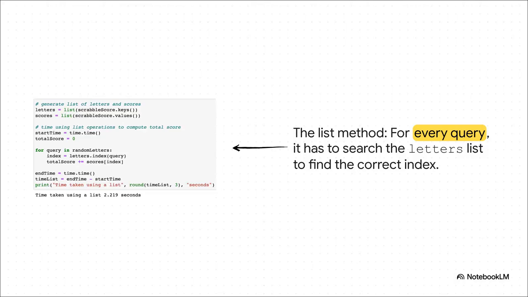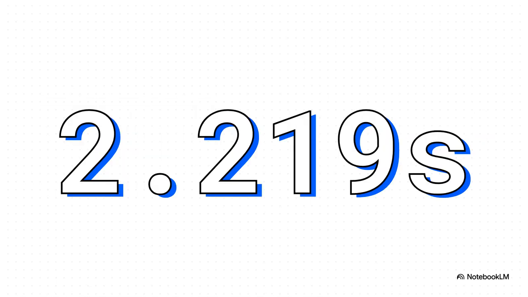So here's the code for the list approach. The really important thing to see here is this line, letters.index(query). What that means is for every single one of those 6 million lookups, the code has to do a search, probably starting from the beginning of the list every single time. That is a lot of work. And the result of all that searching, it took 2.219 seconds to finish all 6 million queries.